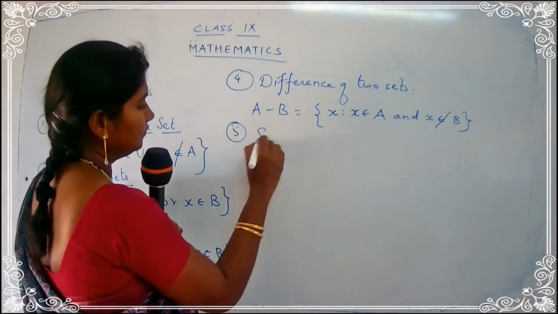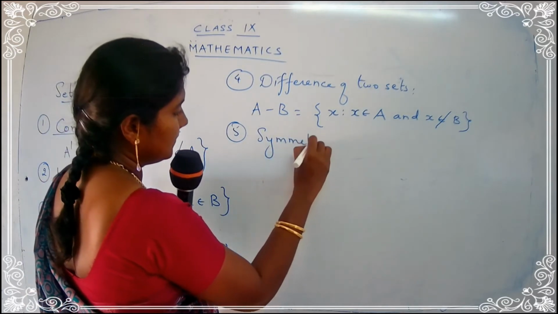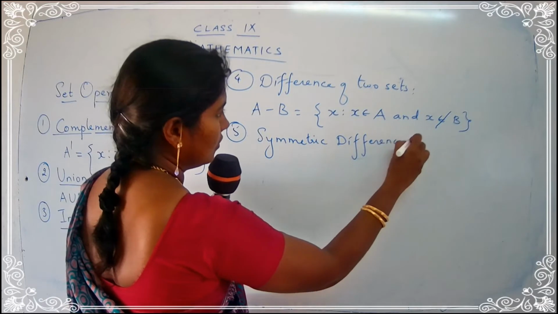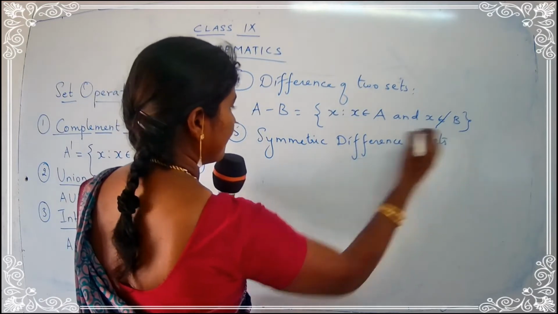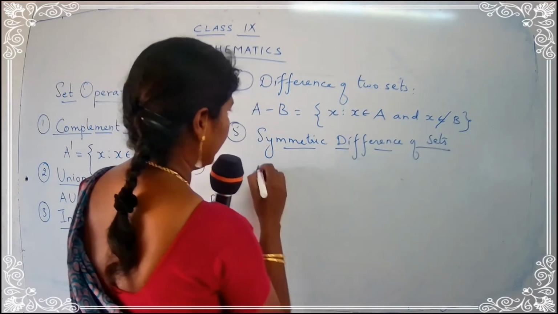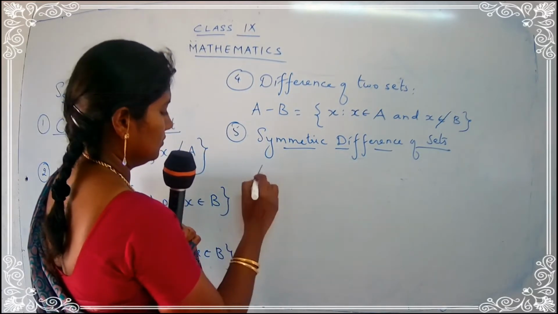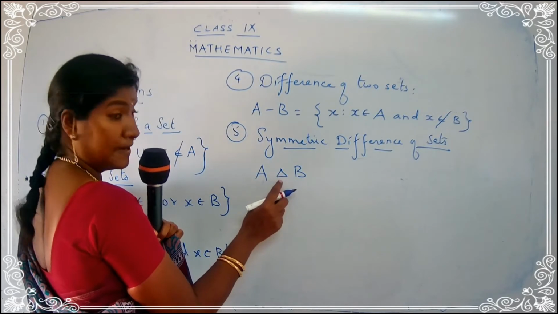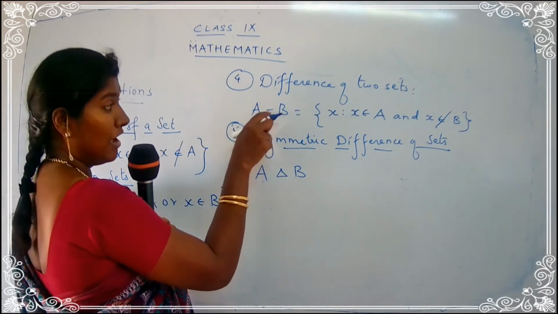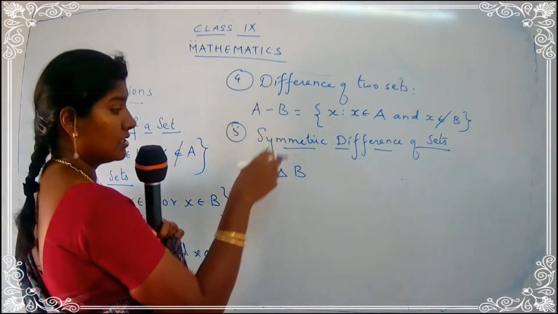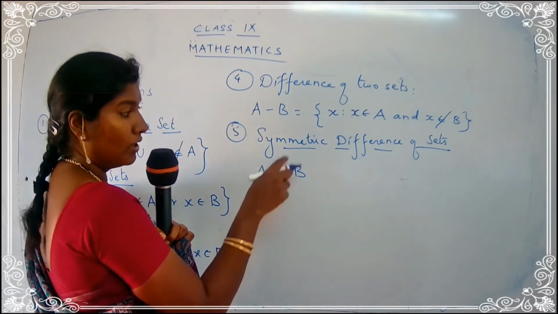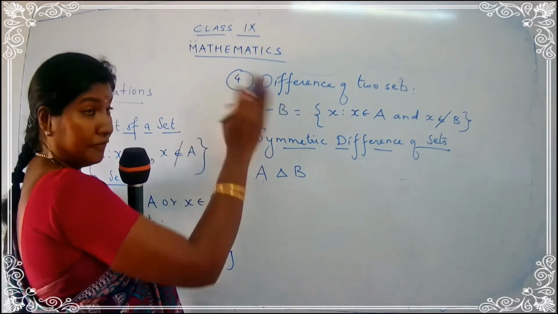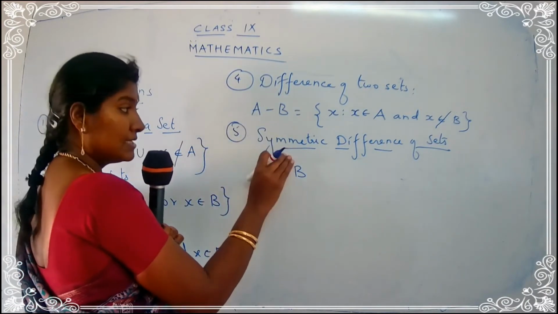Fifth one, symmetric difference of sets. A, you have to draw like a triangle. This is called symmetric difference. This is difference. You have minus means it is called difference. If you have a triangle, you call it as symmetric difference. So there is a difference. Both are different. Okay, difference is minus and symmetric difference is a triangle.